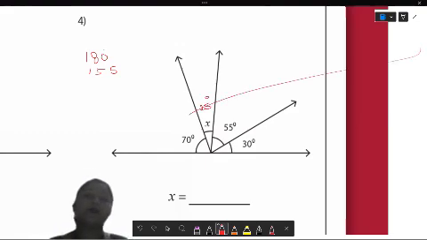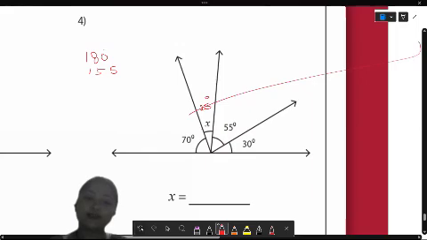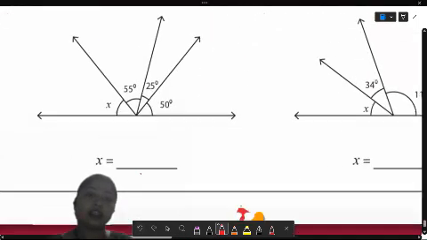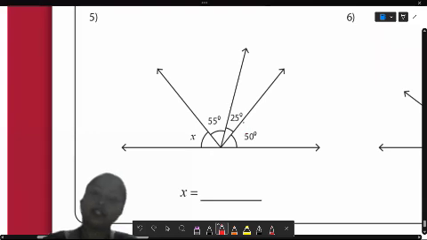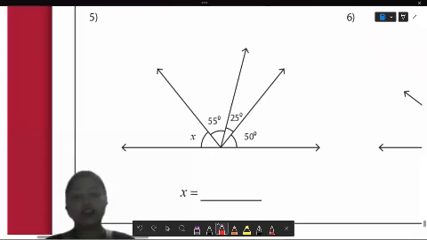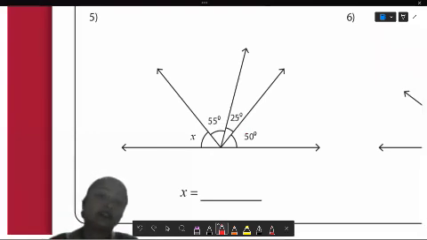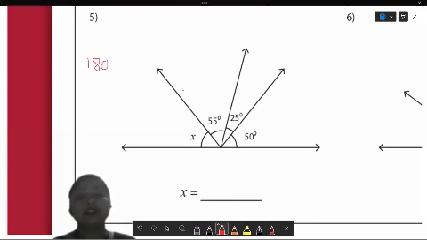Right? Now, let's move on to the next part of the question. So here we have 50 degrees, 25 degrees, 55 degrees. So easy. 50 plus 20 is 70, and 70 plus 5 plus 5 is 80. And 80 plus 50 is going to be 130, right? So if you just take away 130 from 180, it's going to be 50 degrees only. So this one is 50 degrees.